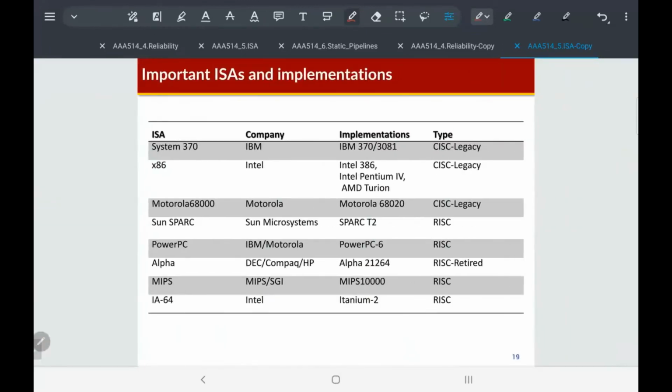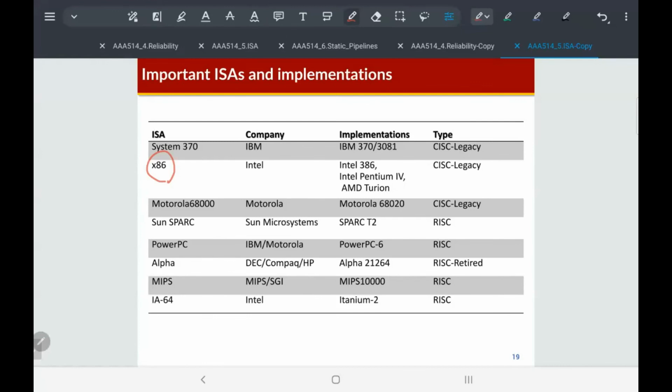So this slide shows some important ISAs and some implementations by vendors. System 370 was developed by IBM. It's a CISC type ISA. Then the most popular ISA is x86, developed by Intel, and it's also supported by AMD. So these are also CISC type ISAs.